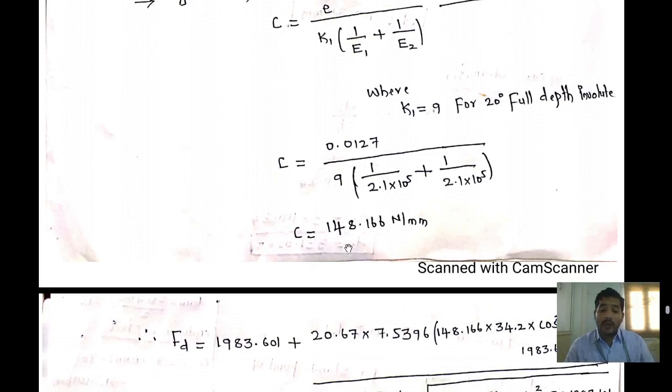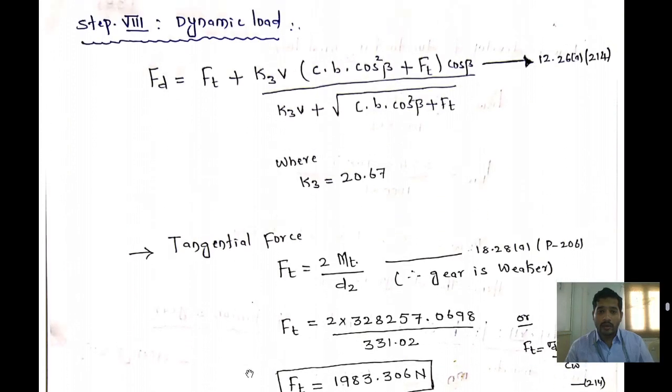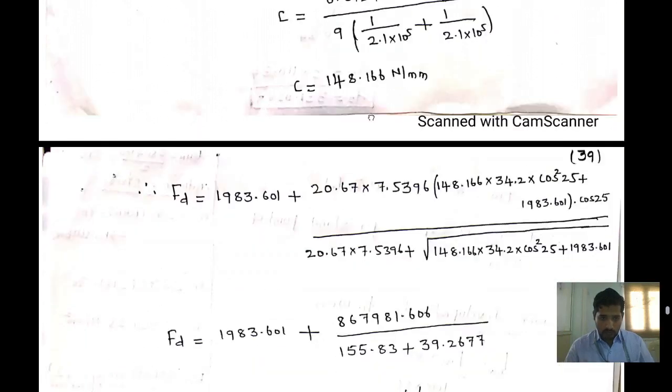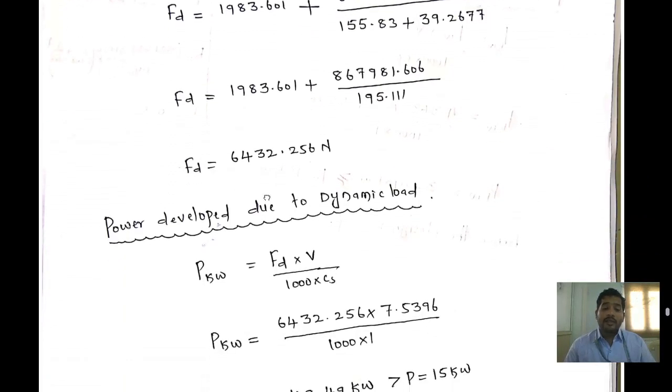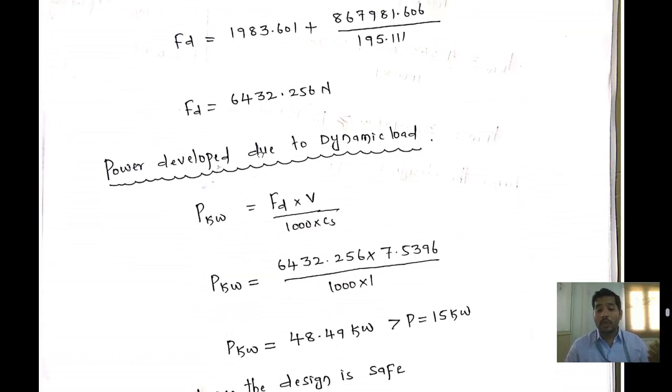After getting the value, you need to substitute it in the above equation for FD. If you substitute, you will get the dynamic load value, which is 6432.256 Newton. After getting the dynamic load value, we need to find out how much power is developed due to the dynamic load.